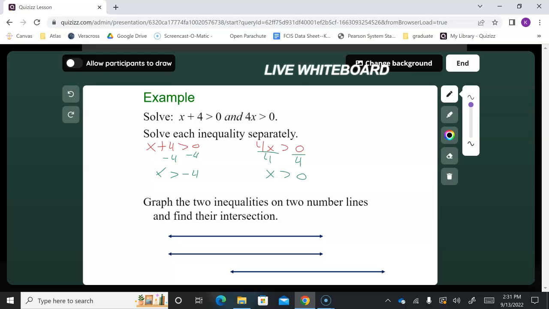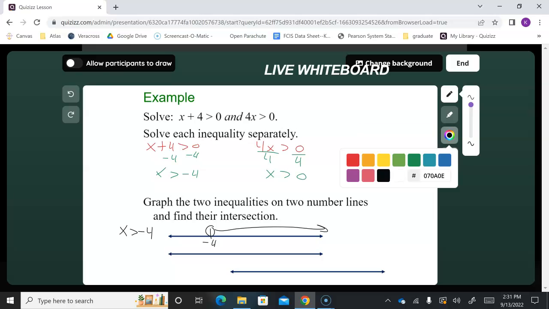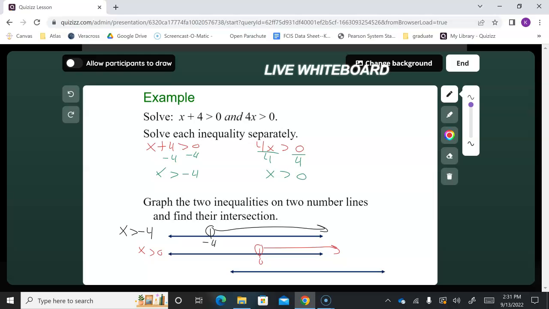So I've got my first one. Let's look at x is greater than negative 4. Here's negative 4. Open circle. And which way am I going to shade? To the right. Next one: x is greater than 0. Here's 0. Open circle. Also shades to the right. So where do they start to overlap? At 0.